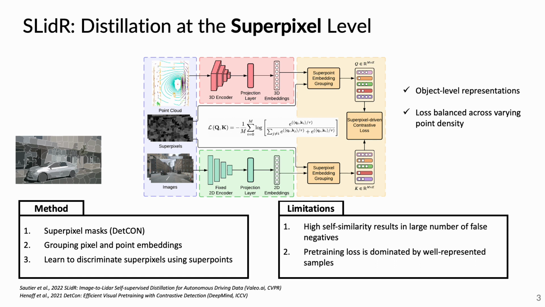However, none of the previous methods in the literature consider the high level of self-similarity in autonomous driving datasets, which leads to a high number of false negative samples in the contrastive loss. In addition, these datasets suffer from severe class imbalance, leading to a loss that's dominated by well-represented contrastive pairs.